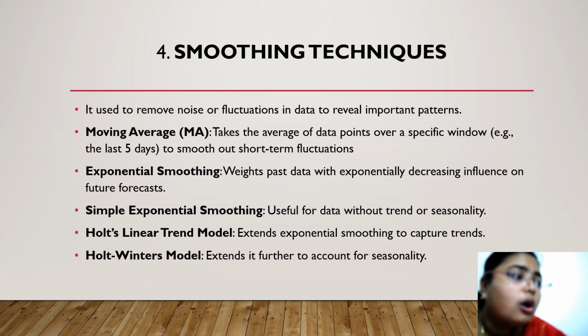Next is Holt's linear trend model. In Holt's linear trend model, it extends exponential smoothing to capture trends. So it uses its own technique to capture the movement of the data. Next is the Holt-Winters model. It is also similar. The first one captures the trend and the second one captures seasonality.